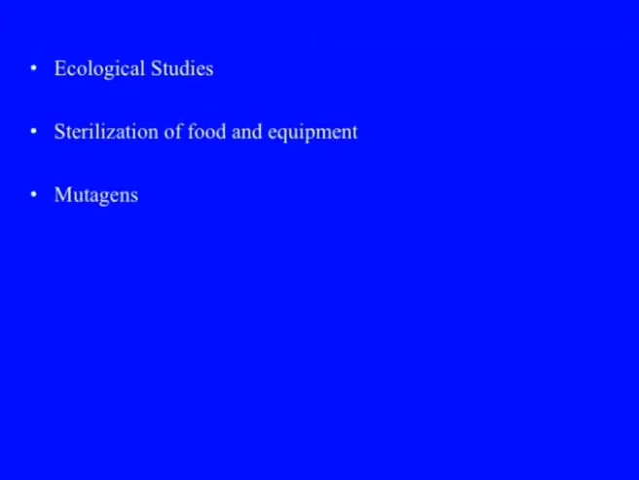Another important application could be generating mutagens. Radioisotopes may cause mutations, particularly in microorganisms, and in various microbiological studies, mutants are desirable, especially in industrial microbiology. So, radioisotopes could be used for mutagenesis and for development of a new strain of a microorganism that could give higher yields of a desired product, which could be a microbial product.